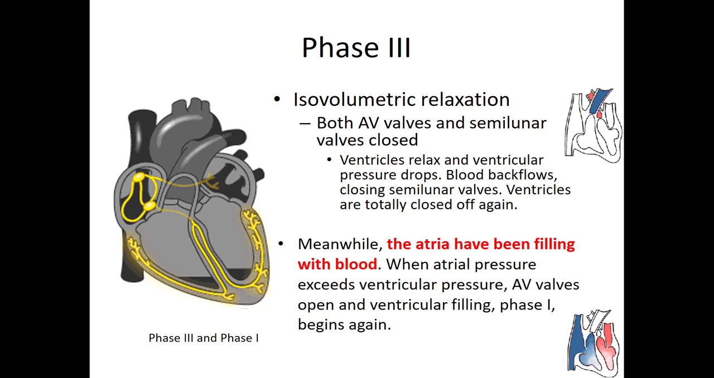Phase 3 is isovolumetric relaxation. So both the AV valves and the semilunar valves close. The ventricles relax and ventricular pressure drops, blood backflow closes the semilunar valves, and the ventricles are totally closed up again. Meanwhile, the atria are filling with blood, so when atrial pressure exceeds ventricular pressure, the AV valves open and ventricular filling, phase 1, begins again.